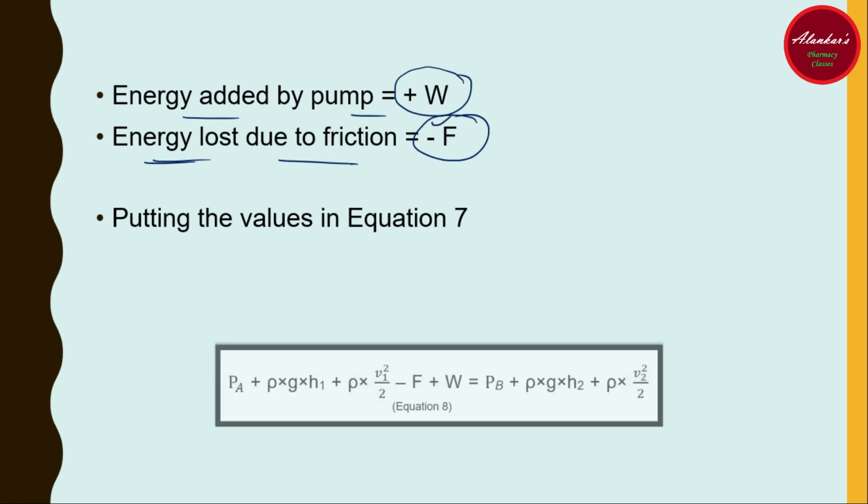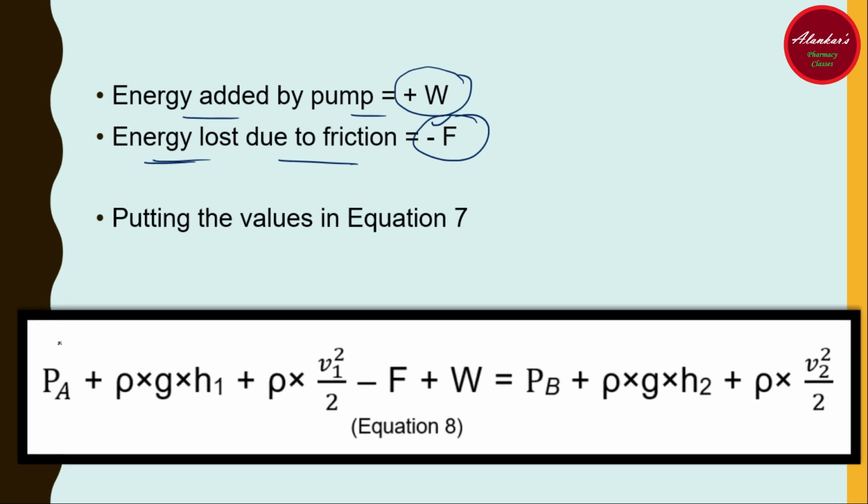And putting these values in equation 7, the equation will now be PA plus rho into acceleration due to gravity multiplied by H1, that is the height of the column, plus rho multiplied by V1 square, where V1 is the velocity of liquid at point A, minus F, that is the energy lost due to friction, plus W, equals PB, that is the pressure at point B, plus rho multiplied by acceleration due to gravity into H2, that is the height of the column at point B, plus rho multiplied by V2 square, where V2 is the velocity of the liquid at point B. This equation 8 is actually Bernoulli's equation.